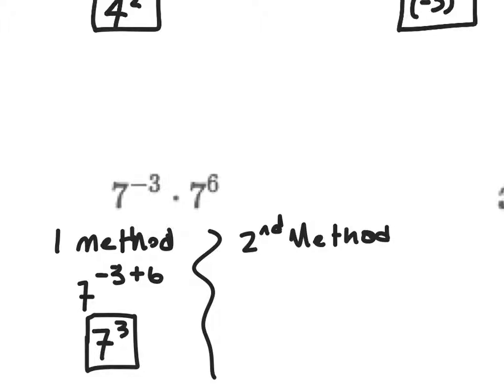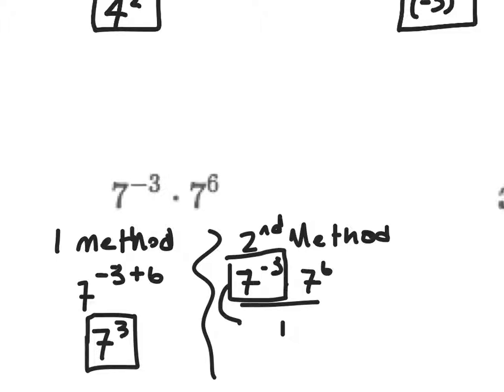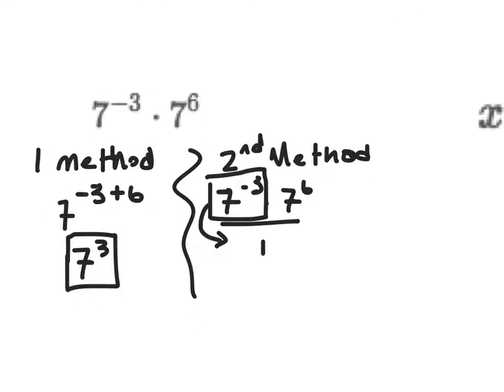would be to do 7 to the negative third times 7 to the 6th power, and I'm going to put this all over 1. If I take this value, 7 to the negative third, I'm going to put it down into my denominator. I can do that, that's a legal move. So now what I've got is 7 to the 6th over 7 cubed.